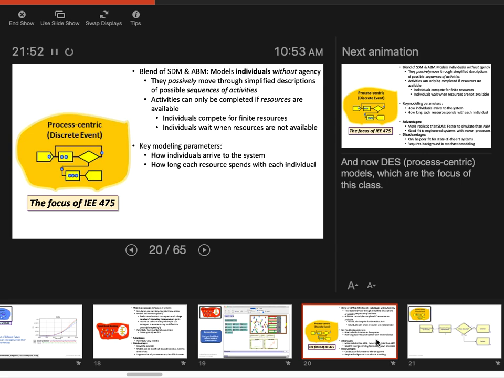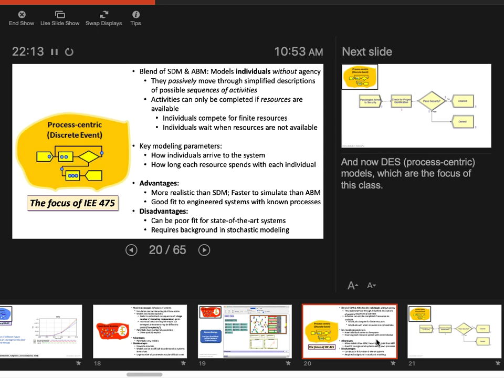So the key modeling parameters here are how the individuals show up at the system and how long each of these limited resources spends with an individual that gets access to that resource. Those are the two things that we will spend a lot of time modeling. And once we model those, then we hit go on the simulation and see how well it works. The advantage here is it's much more realistic than system dynamics modeling like you see in 477, and yet it's not quite as detailed and doesn't require as much computational time to simulate as agent-based modeling.